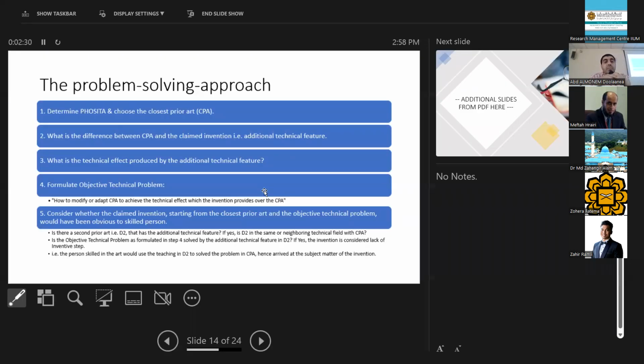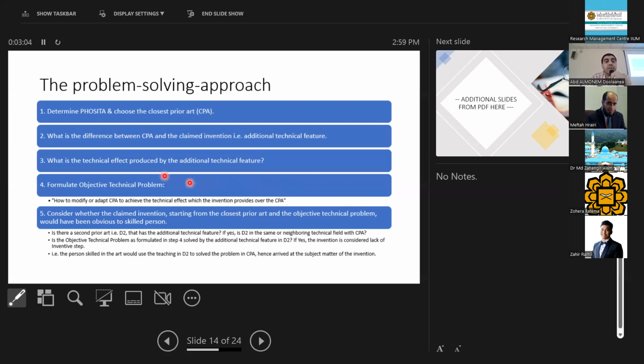The problem-solving approach to determine the inventive step is similar to using the feature analysis. We determine the POSITA and choose the closest prior art, as mentioned. Usually we compare 2 or 3. Rarely we go more, to 4 and 5. But try to find the closest 5, then maybe you can select from them the closest 2 or 3 to compare with your claims to see if you are inventive or not.